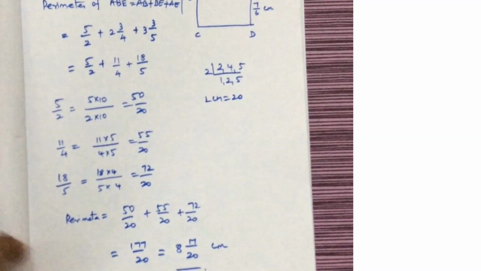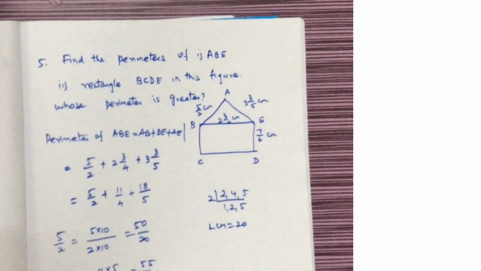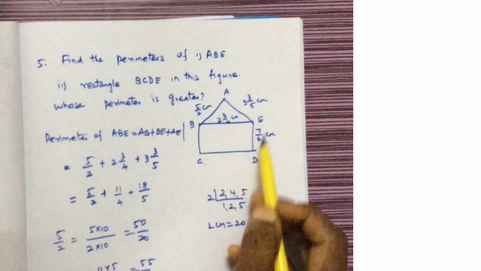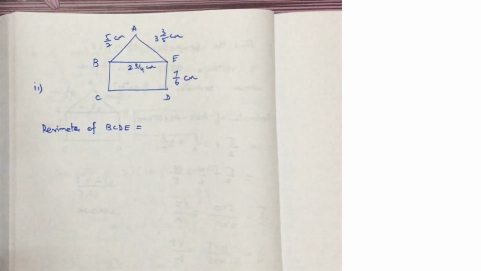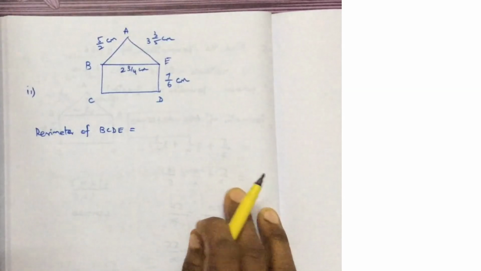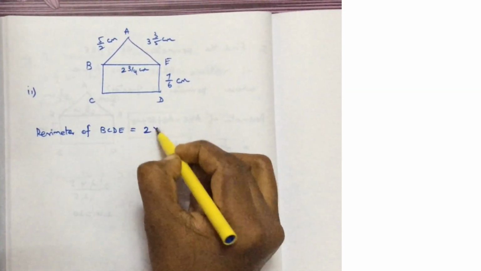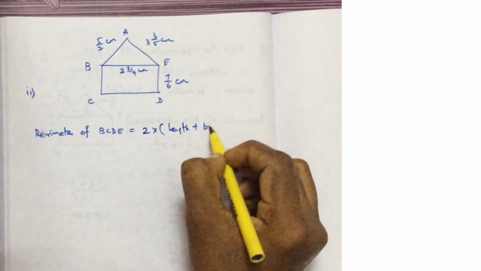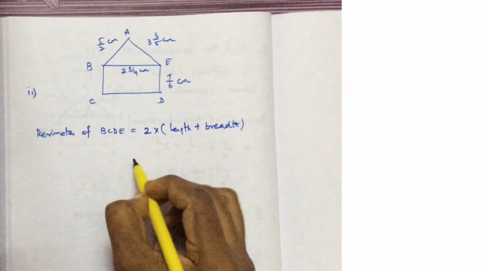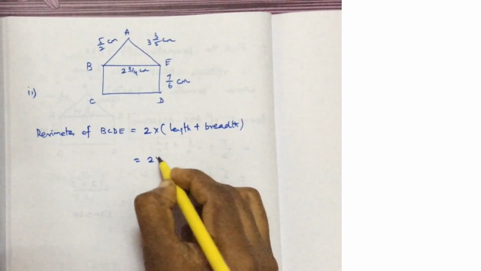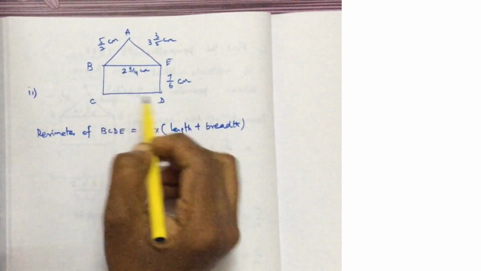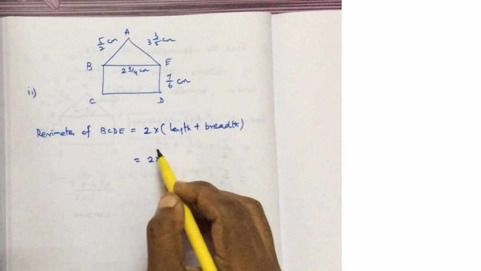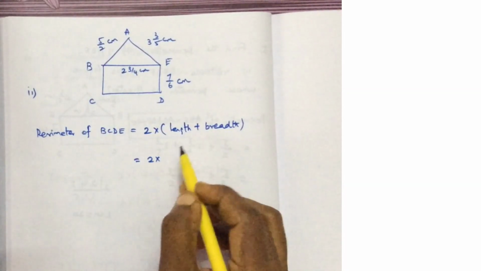Okay, now the next thing is you have to find the perimeter of BCDE. So here is a rectangle BCDE. You have to find the perimeter. It is 2 multiplied by length plus breadth. Either you can add like this, BC plus CD plus DE plus EB, in this way also you can do. Both give the same result. 2 multiplied by length plus breadth. What is the length here?